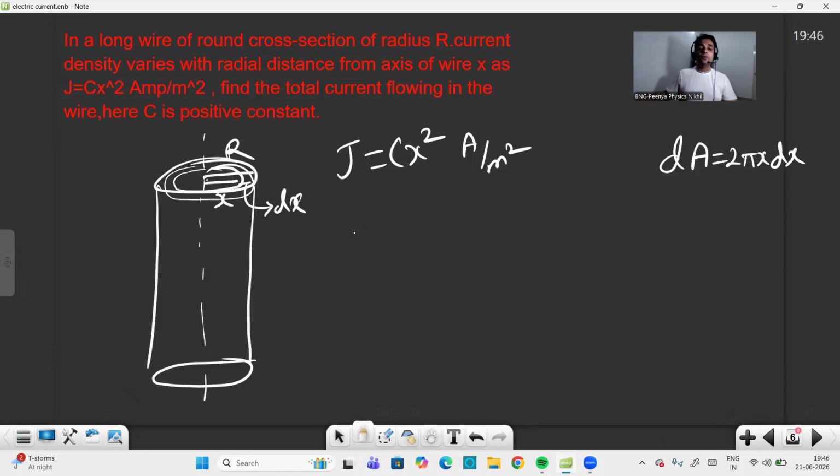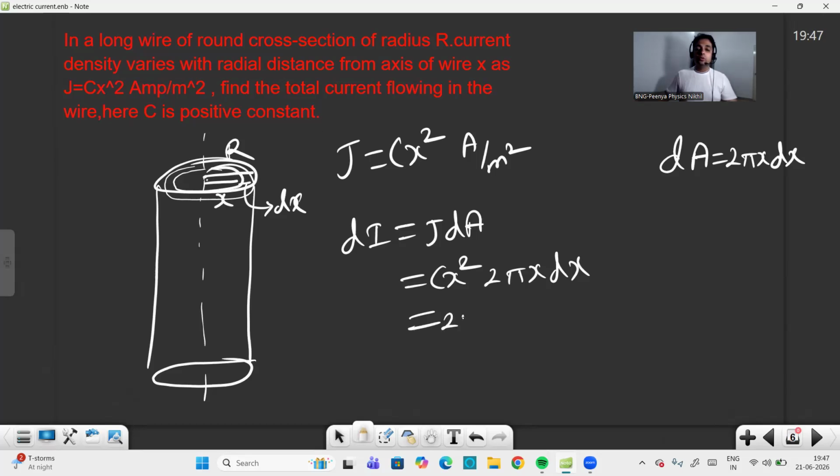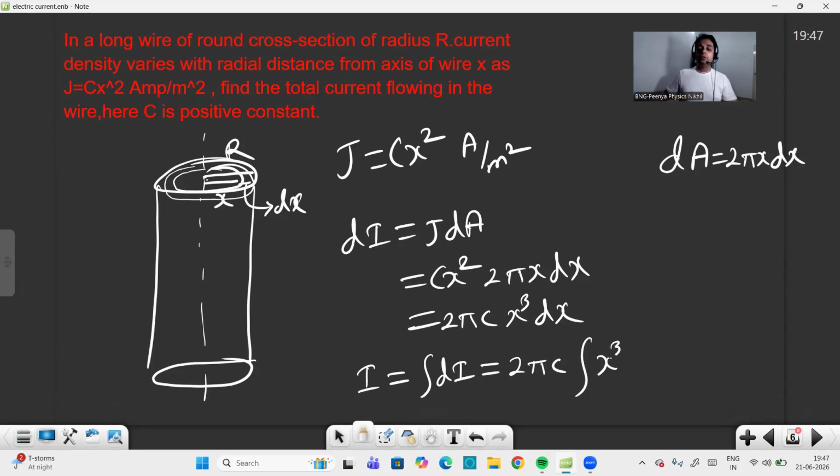Correct. So now di is JdA. J is given as Cx square and dA is 2 pi x dx. All constants we keep together, because C is also constant. So 2 pi C, and then x square into x is x cube dx. Now to find the total current, we integrate this di, so we integrate 2 pi C x cube dx. From where to where do we integrate? 0 to r.